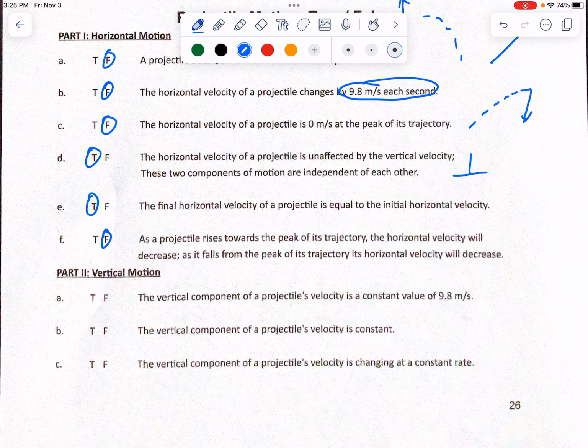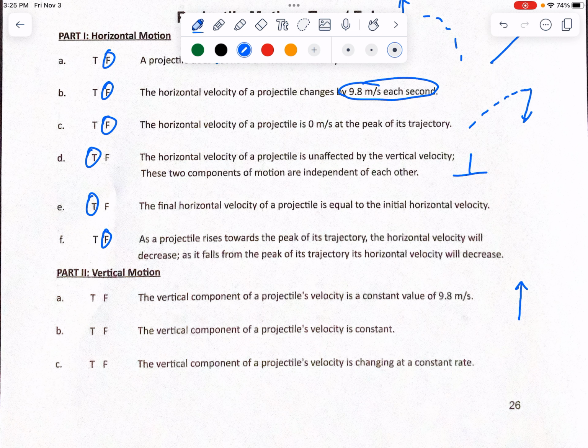Vertical motion. The vertical component of a projectile's velocity is a constant value of 9.8 meters per second. If you said that's true, that means if you launch something up at 9.8 meters per second, it's going to keep going until it hits space and just keep going and going and going.